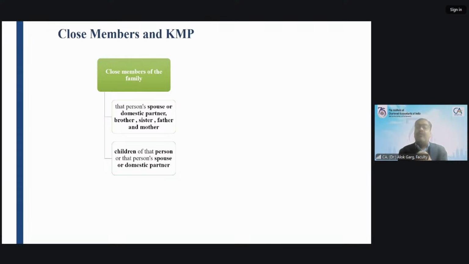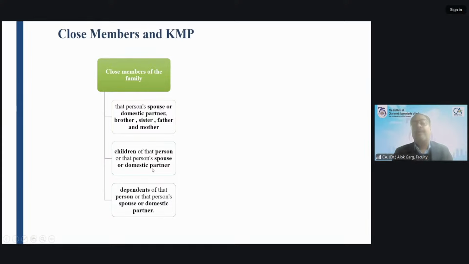In a nutshell, who will be a related party? Parents will be a related party. Spouse will be a related party. Brother and sister will be a related party. Kids will be a related party. Okay. Children will be a related party. And dependent of that person or that person's spouse or domestic partner will also become a related party, right?